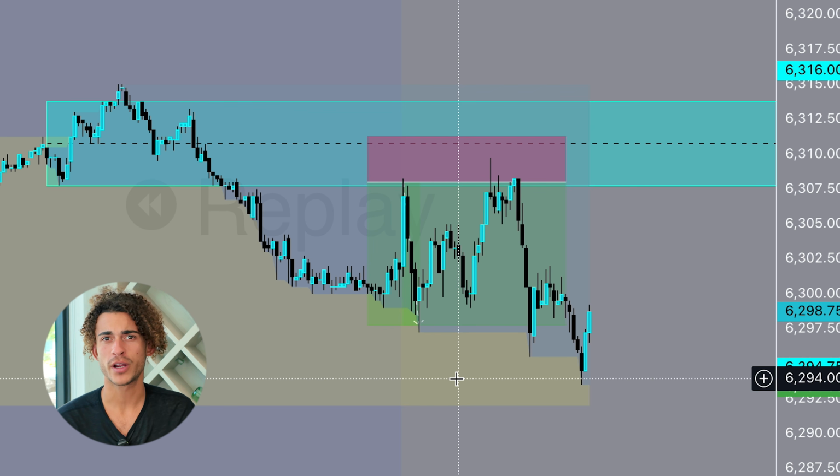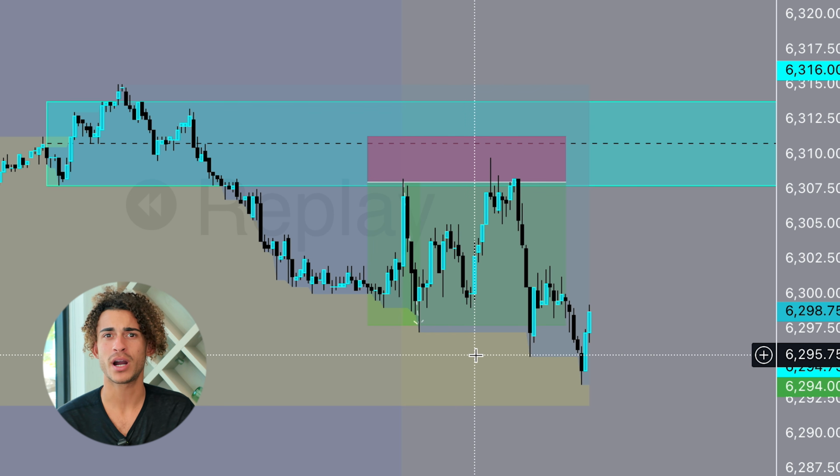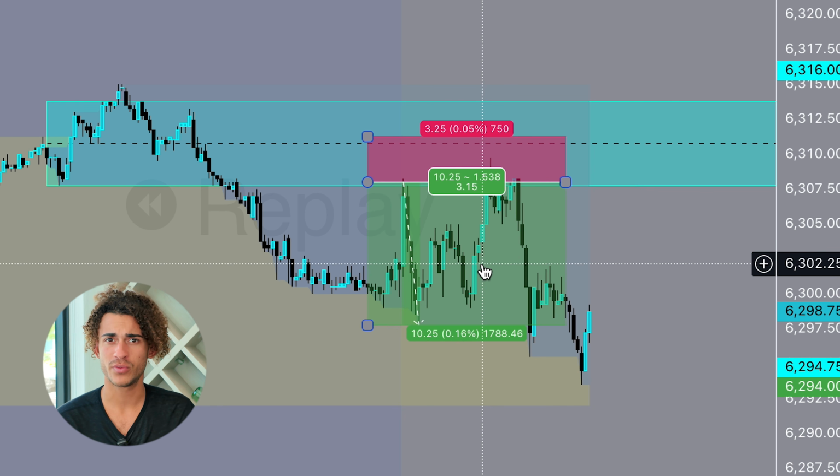This trade hit my target in about 25 minutes, giving me a profit of around $6,000. You can pop up the proof right there. On this trade, we risked about 3 points to make 10 points back, and that's the power of the 1 to 3 risk to reward.